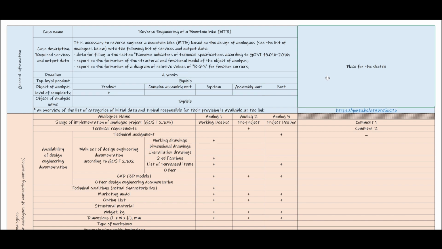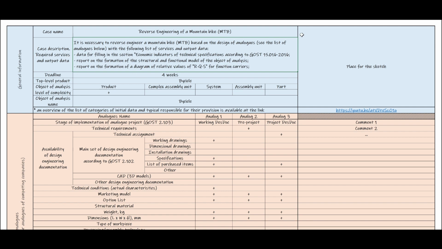In the case description field, the most complete description of the tasks set by the analysis customer is entered, indicating the list of necessary initial data, i.e. a description of what we want to receive after the analysis in accordance with the sections list of available services and list of available analytical reports.